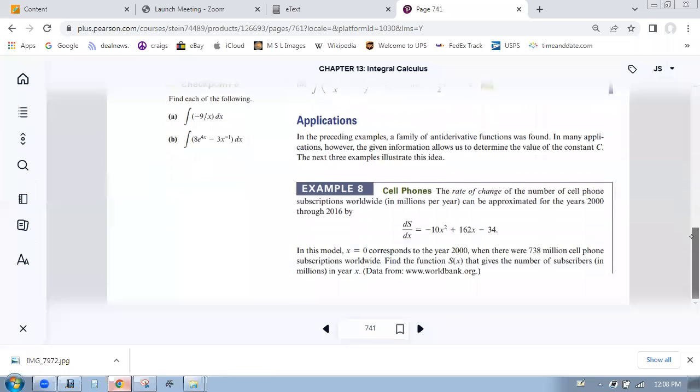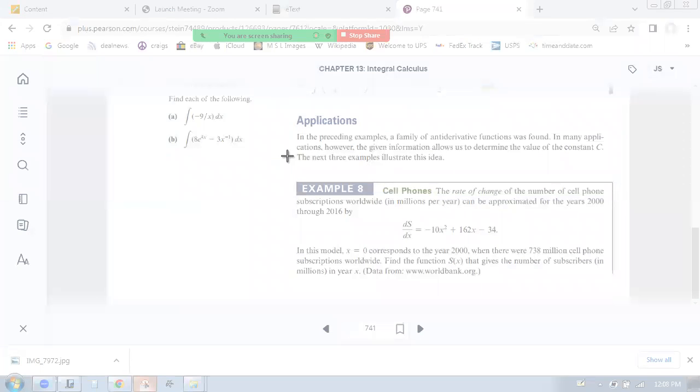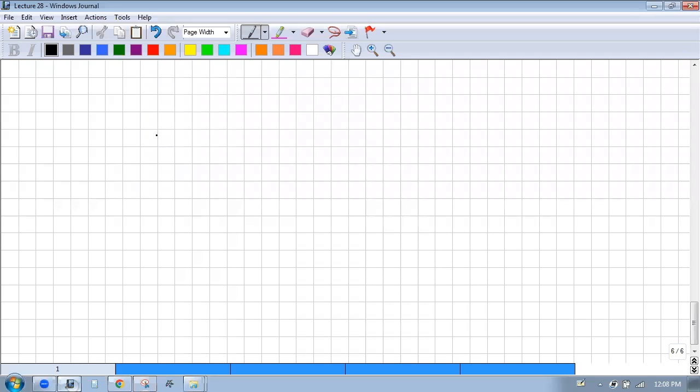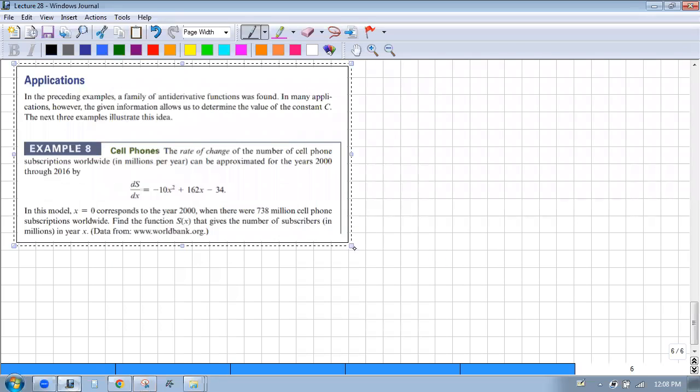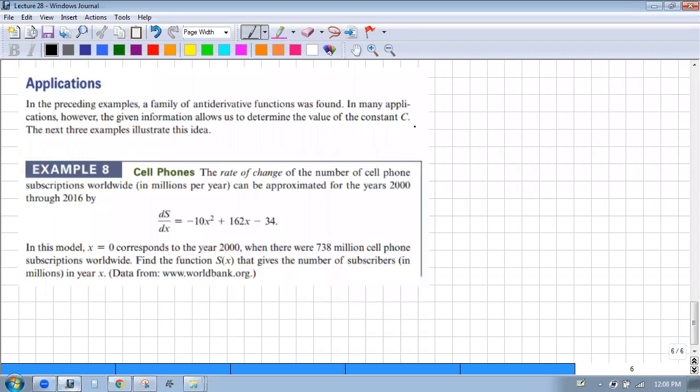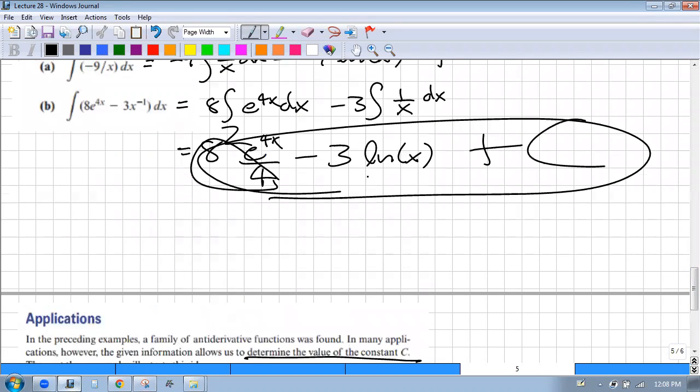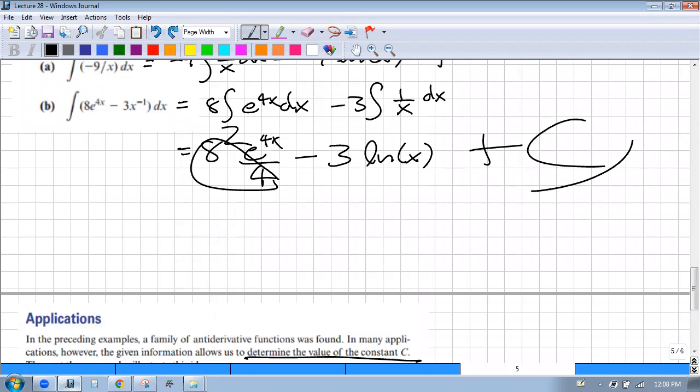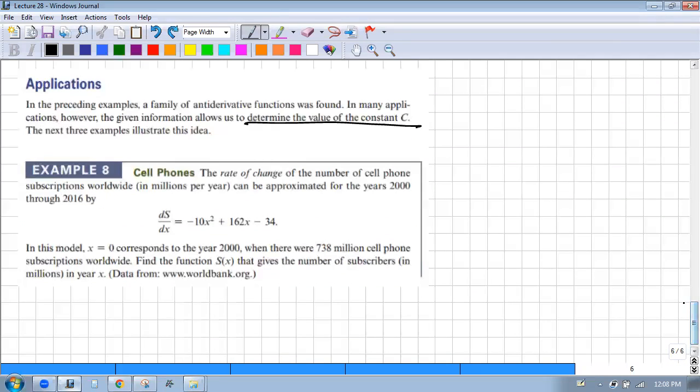All right, applications. So we keep adding this constant in, right? In applications, we can determine what the constant is, because this is an infinite number of equations. C could be anything, so this is really an infinite number of antiderivatives. In application, we want one. So with a little bit of data, we can figure out what the constant is, right?